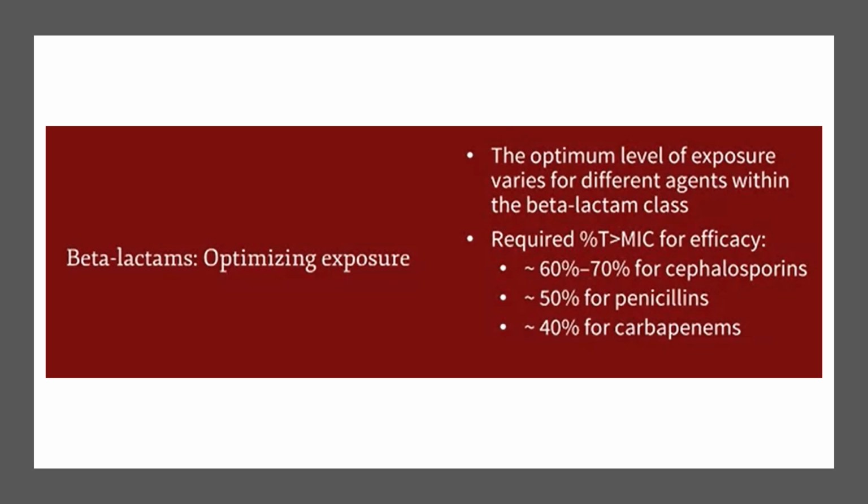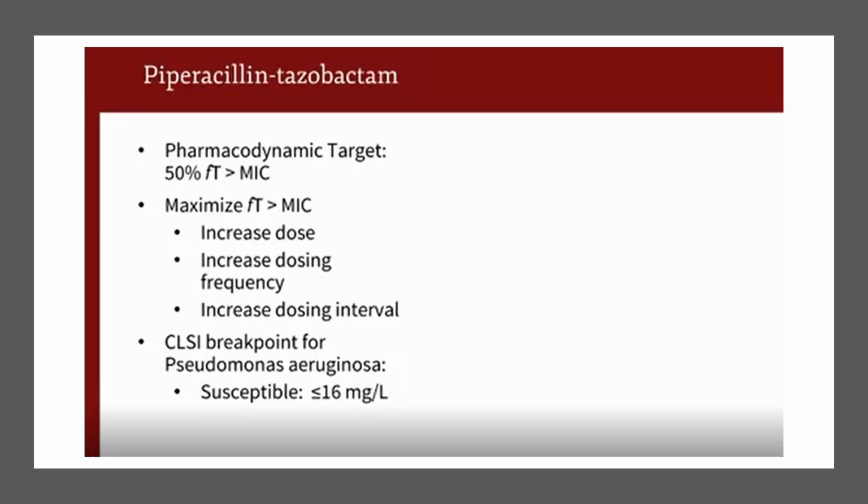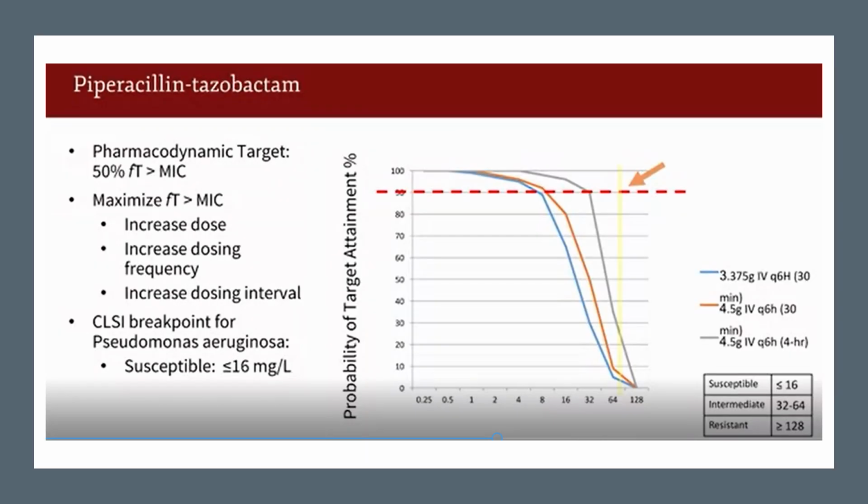Regarding beta-lactam antibiotics, maximize the duration. For example, more than 60 to 70% of the dosing interval is required for cephalosporins, more than 50% for penicillins, and more than 40% for carbapenems. So the objective should be to maximize the duration of the beta-lactams in the serum because they are time-dependent antibiotics. Similarly, with penicillins and other beta-lactam antibiotics, the longer the duration of the antibiotic in the serum, the more the efficacy.